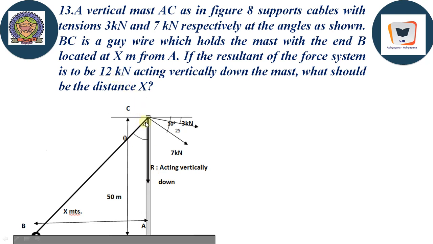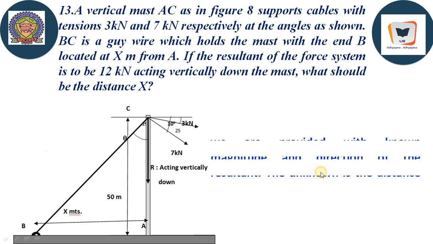Given AC is the mast, and these tensions are 3 kilonewton and 7 kilonewton. And we need to find the tension in BC also. We can find it out, because this is the guy wire. The guy wire has to suffer tension force because it will be holding the mast intact against wind forces.